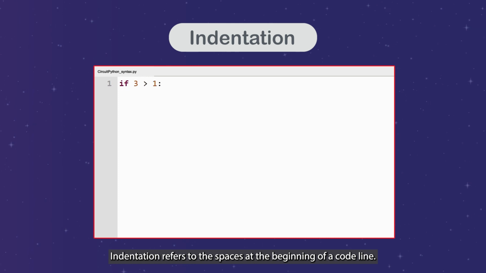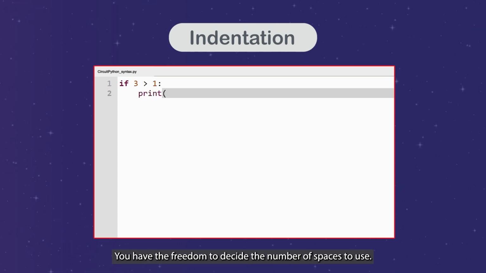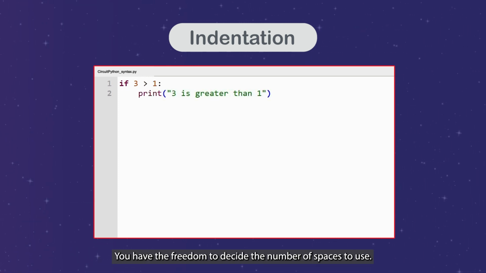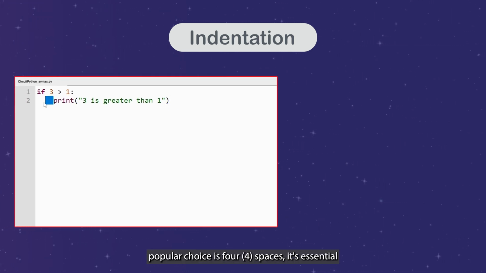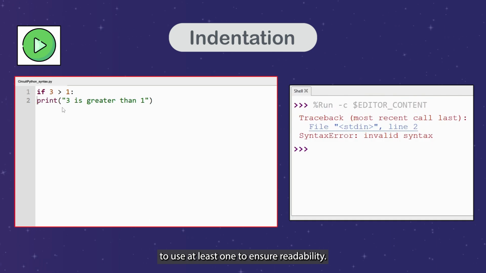Indentation refers to the spaces at the beginning of a code line. You have the freedom to decide the number of spaces to use. While the most popular choice is 4 spaces, it's essential to use at least one to ensure readability.